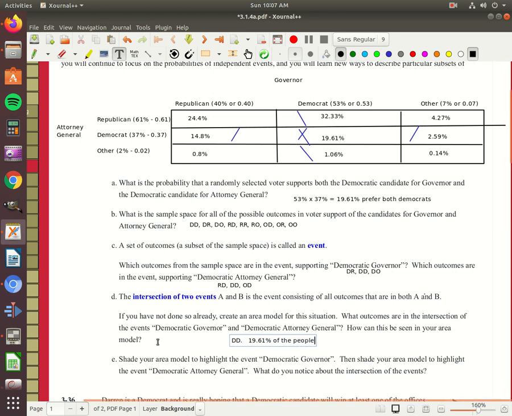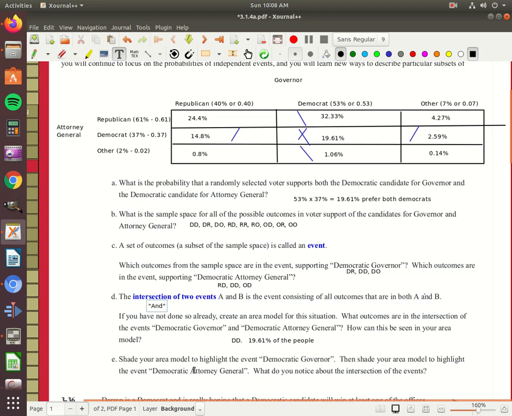And again, what's really important here is that we understand that an intersection is an and question. They have to be in this column and in this row. These people are not both. They are only in the row, but they're not in the column. These people are in the column, but they're not in the row. These are the only people that are in both, and that is known as an intersection. It's an and question. They have to like the Democratic governor and the Democratic attorney general.